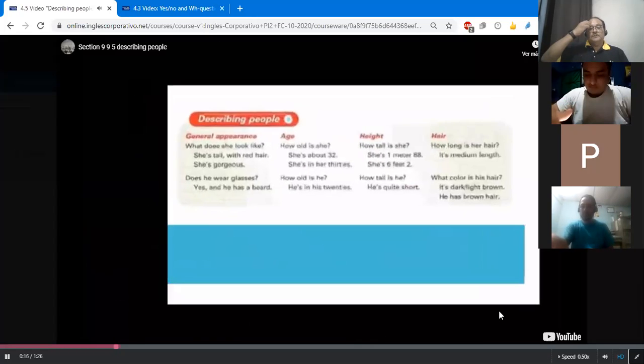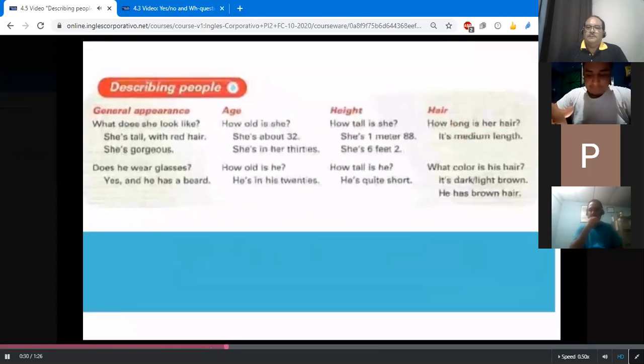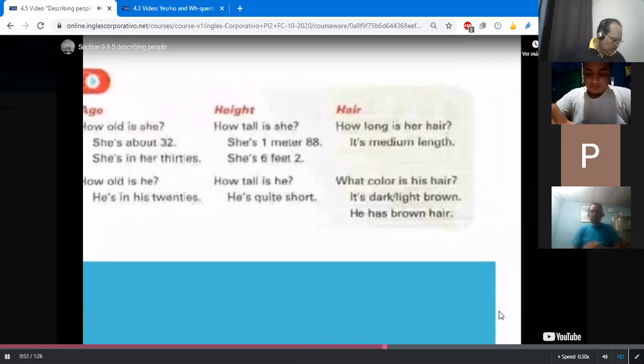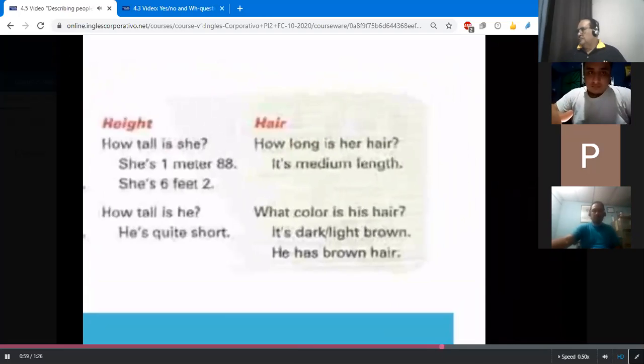Describing people. General appearance. What does she look like? She's tall with red hair. She's gorgeous. Does he wear glasses? Yes, and he has a beard. Age. How old is she? She's about 32. She's in her 30s. How old is he? He's in his 20s. Height. How tall is she? She's 1.88 meters. She's 6'2". How tall is he? He's quite short. Hair. How long is her hair? It's medium length. What color is his hair? It's dark brown. It's light brown.